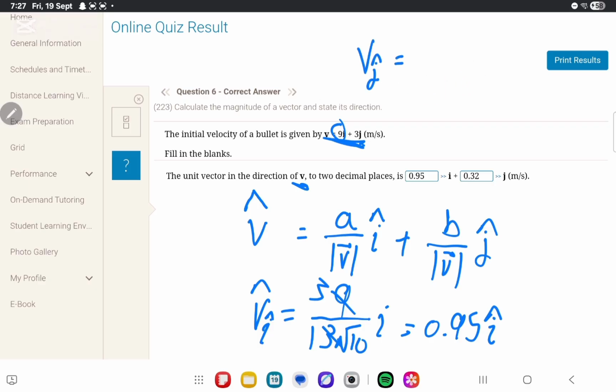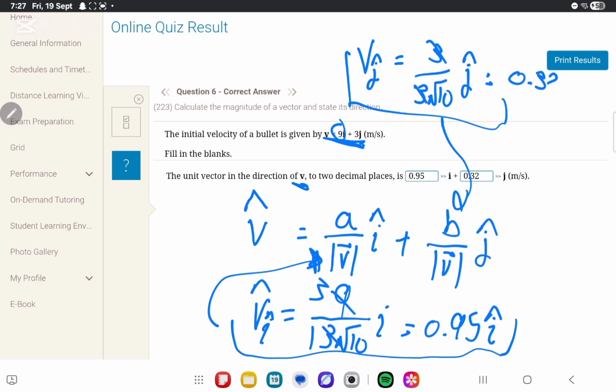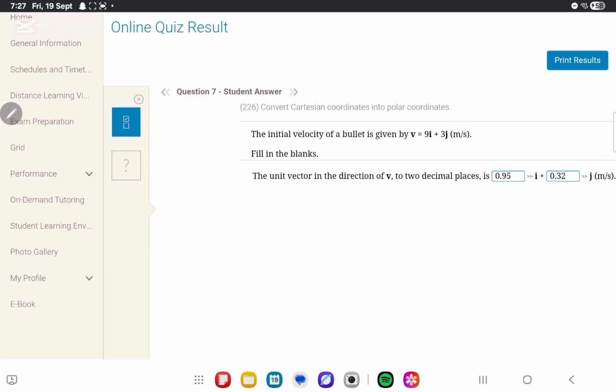It's going to be 3 over 3 radical 10. Now remember, I'm just applying this formula, so this part goes here and all of this goes for this, but I'm applying it one step at a time. So 3 and 3 will cancel. It's going to be 1 over radical 10. 1 over radical 10 on a calculator gives you 0.32 j. So my final answer is 0.95 i plus 0.32 j. Done. Next question.